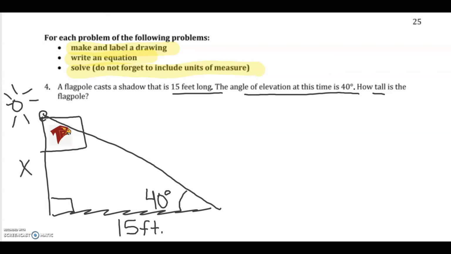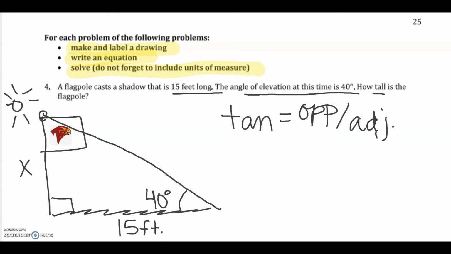Now to solve for x, this is where we use our trig ratios, but notice that we are given the side opposite of the 40 degrees, which is x, and the side adjacent to the 40 degrees, which is 15, so that is tangent, which is opposite over adjacent. So we'll go ahead and start writing our equation, which is step number 2. So we have tangent of 40 degrees, and that is equal to x over 15.